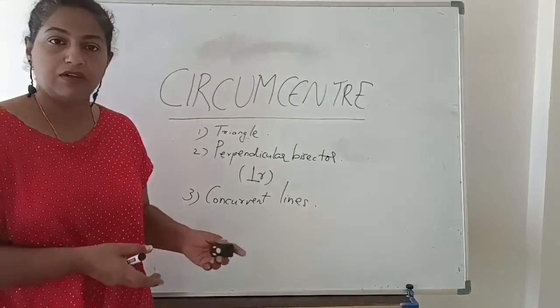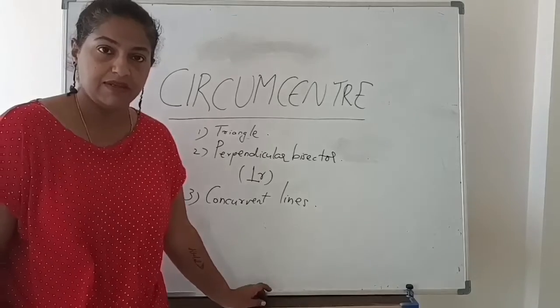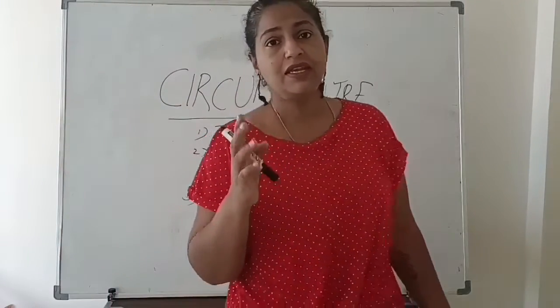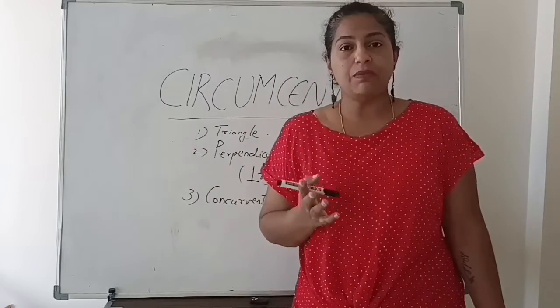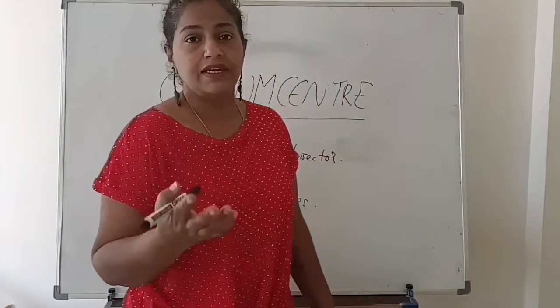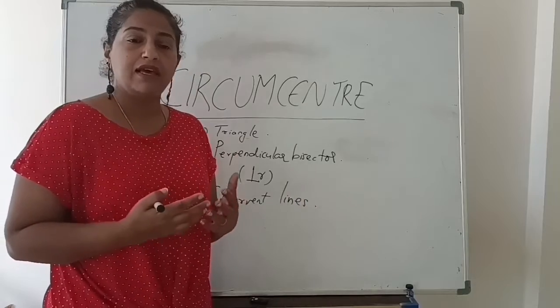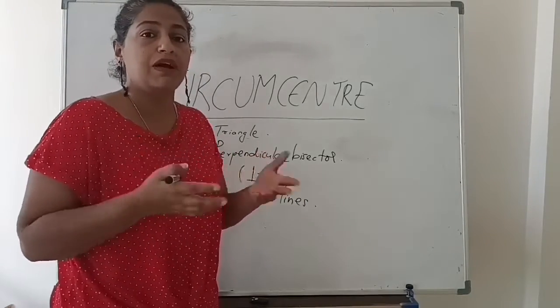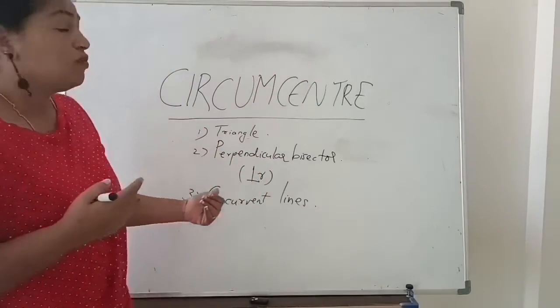Now, the concept of perpendicular bisector. So, what is a perpendicular bisector? A perpendicular bisector is a line that divides any other given line into two equal parts and at an angle of 90 degrees. A bisector is a line that divides a line into two equal parts. A perpendicular bisector will divide a line into two equal parts at 90 degrees.